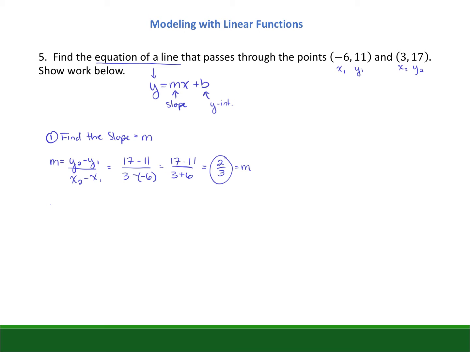Once you have the slope, the second step is to find the y-intercept. That means find b. There are two ways to find the y-intercept. I'll show you both methods. The first method is to use the point slope formula. My advice to you is to just pick one method and stick with it. So if you're comfortable with the point slope formula, use that method. If you're comfortable using the slope-intercept formula, then just pick that method and stick with it.